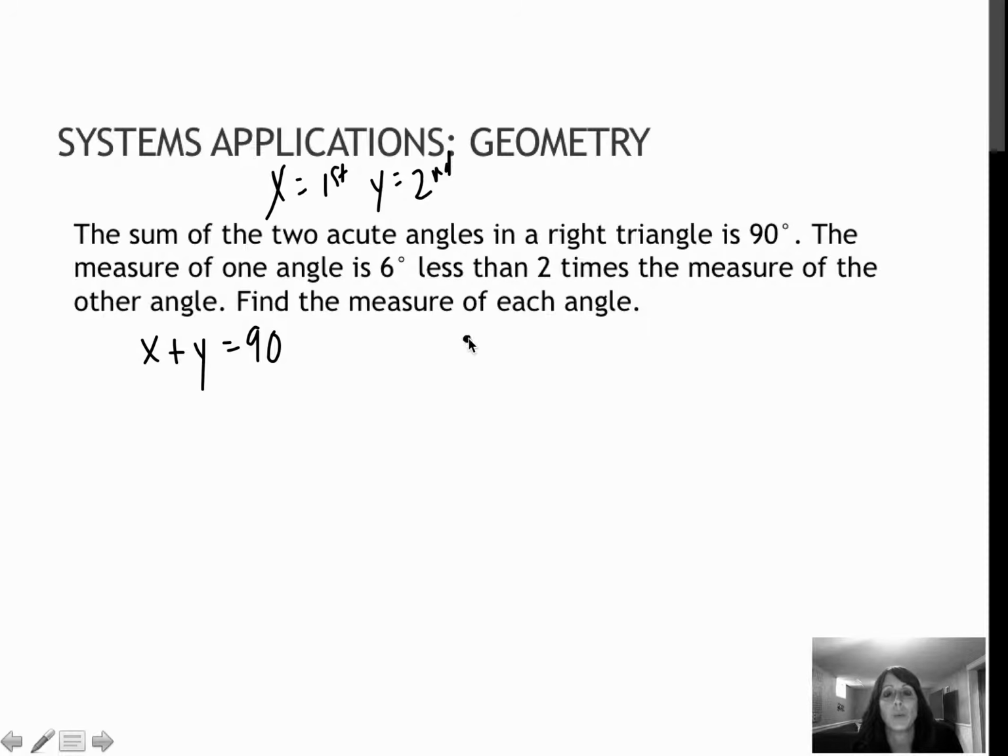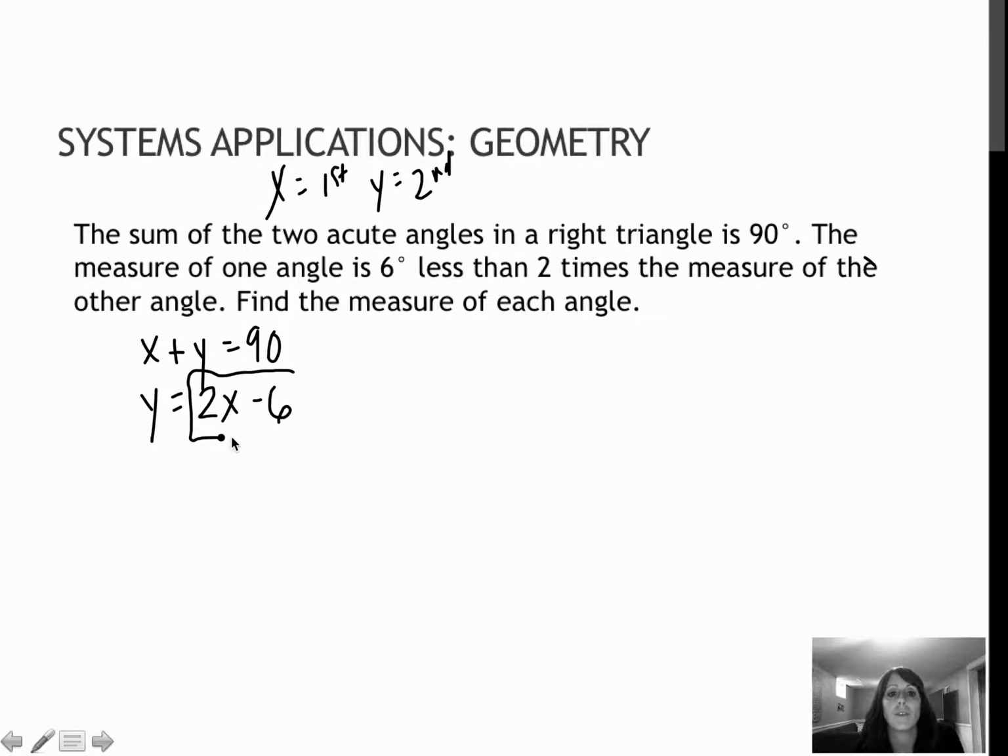The other equation can be found by this sentence that relates the two angles. So it says the measure of one angle is 6 less than 2 times the measure of the other. So I'm going to let y, I just decided that it would be y, be 6 less than 2 times the measure of the other. So 2x would be twice the measure of the other. 6 less than that would be taking away 6. Here's the two equations I will use.